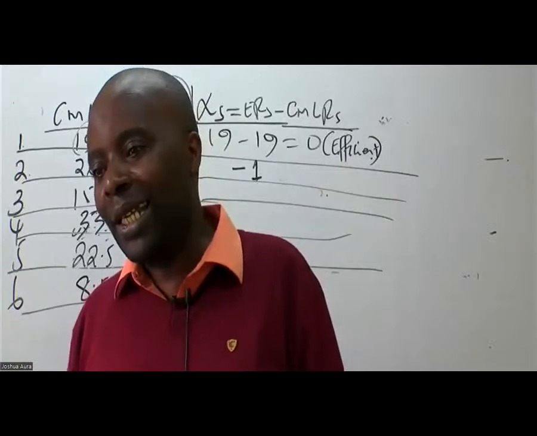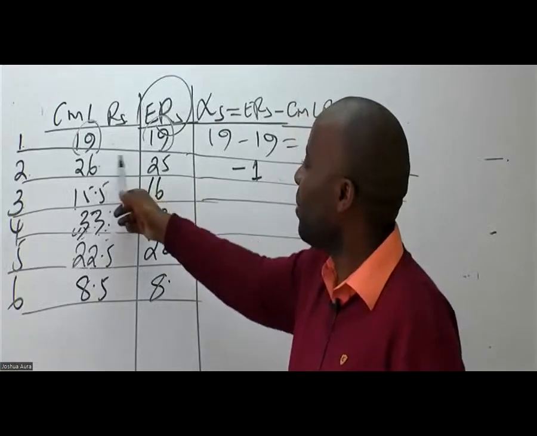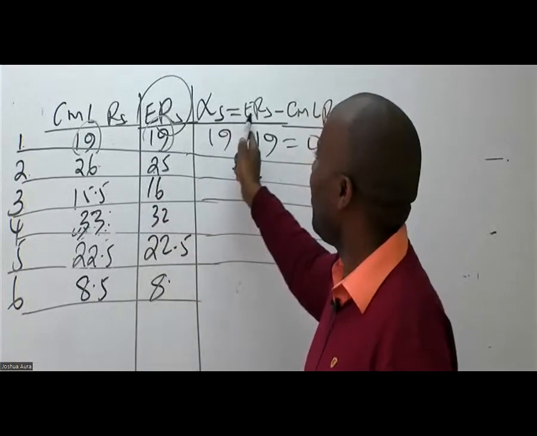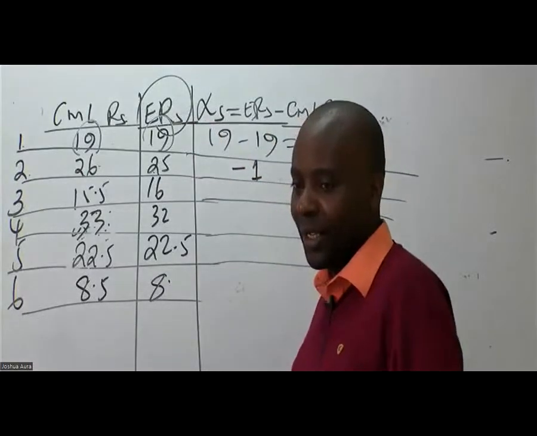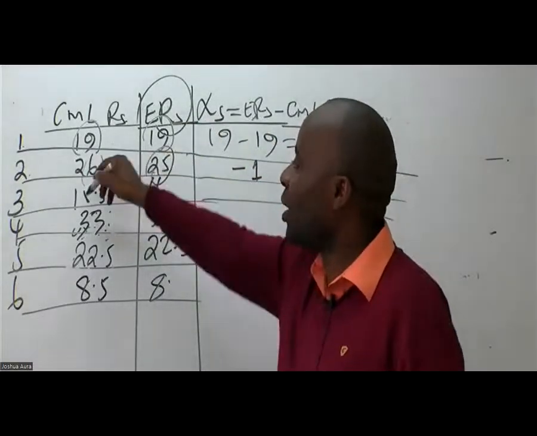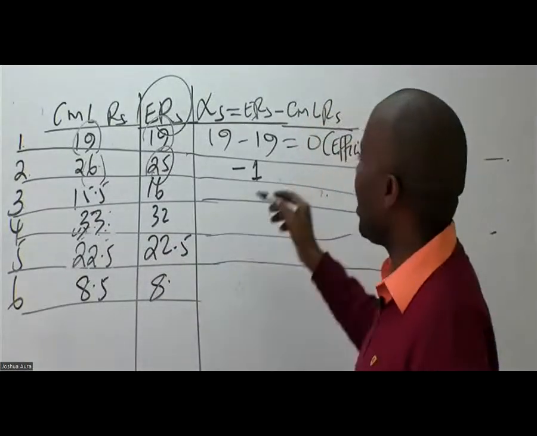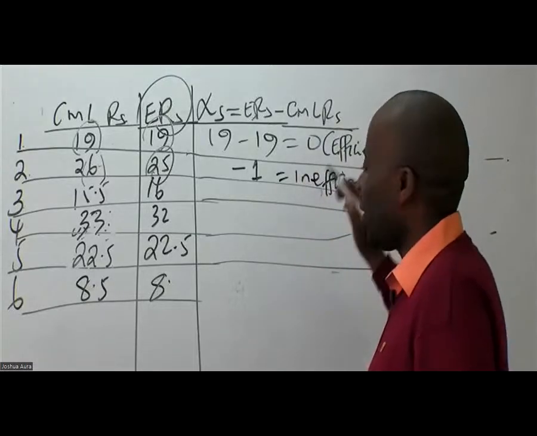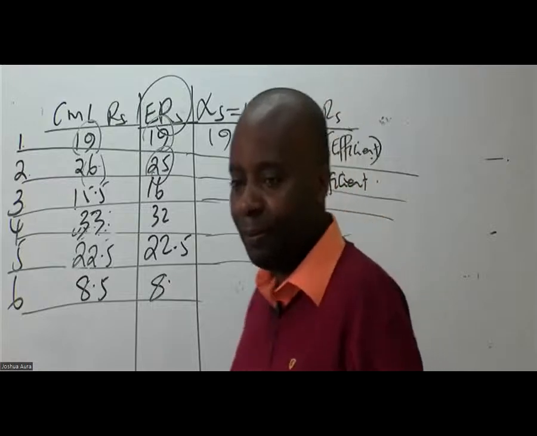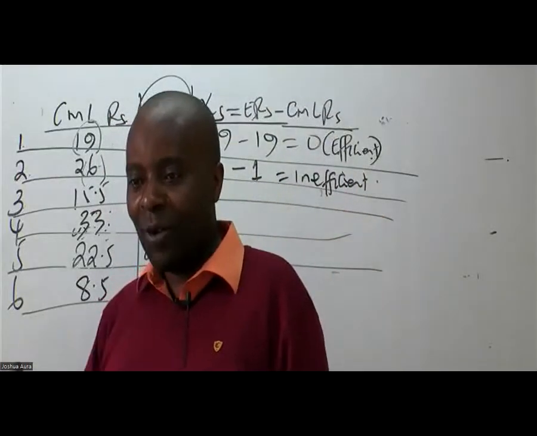I'm sure the mistake here is that you have taken 26 minus 25. The formula tells us that first of all, we need to start with ERS. So it should be 25 minus 26, which gives me minus 1. Any loss-making security is inefficient. Is inefficient.